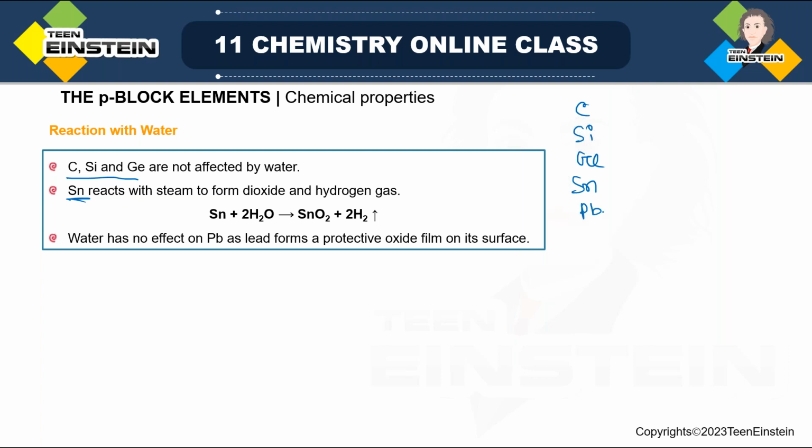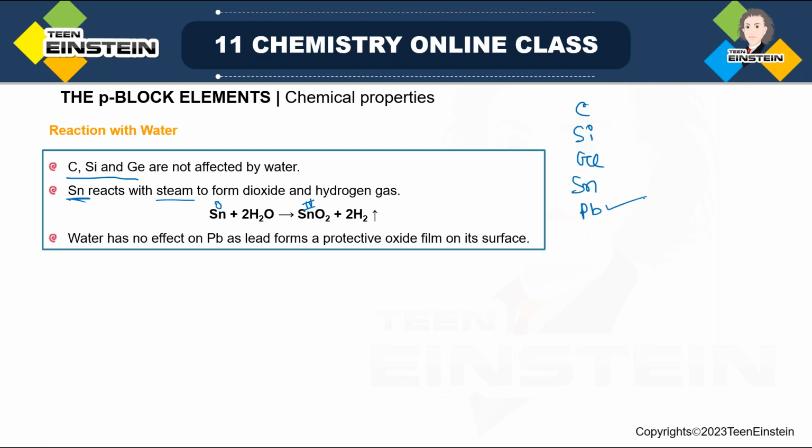So you have to know this sequence when you are moving down. Otherwise, whatever discussion we are having here will be difficult to understand. Carbon, silicon, germanium, the first three members, have no effect with water. Then tin, the fourth, reacts with steam, that means high temperature, not room temperature water. With steam, it will form the dioxide. So tin goes from 0 state to +4 state, and hydrogen gas is released.